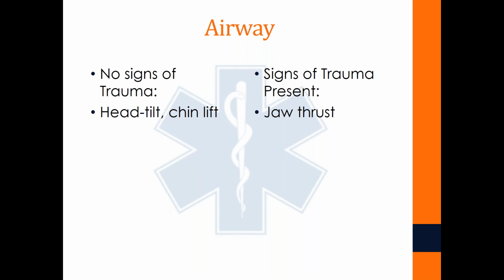So that's why with traumatic patients, we don't want to do that because we can cause some pretty significant neurological problems up to and including paralysis or death. So the jaw thrust is always what we're going to use to open the airway of a trauma patient. And our head tilt chin lift can be used for our medical patients.